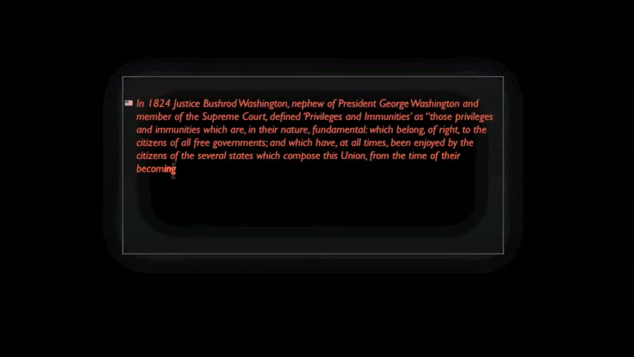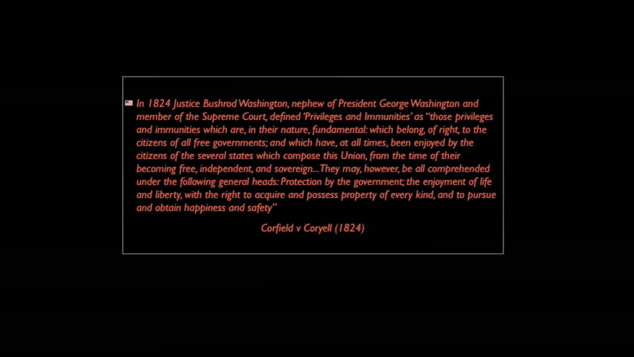In 1824, Justice Bushrod Washington, nephew of President George Washington and member of the Supreme Court, defined privileges and immunities as those privileges and immunities which are in their nature fundamental, which belong of right to the citizens of all free governments, and which have at all times been enjoyed by the citizens of the several states which compose this union, from the time of their becoming free, independent, and sovereign. They may, however, be all comprehended under the following general heads: protection by the government, the enjoyment of life and liberty, with the right to acquire and possess property of every kind.